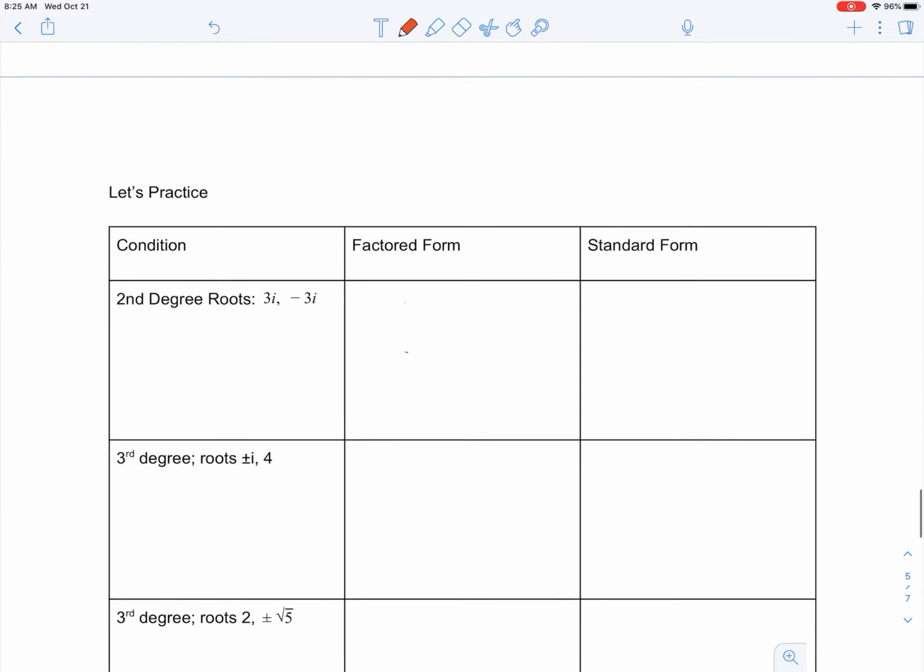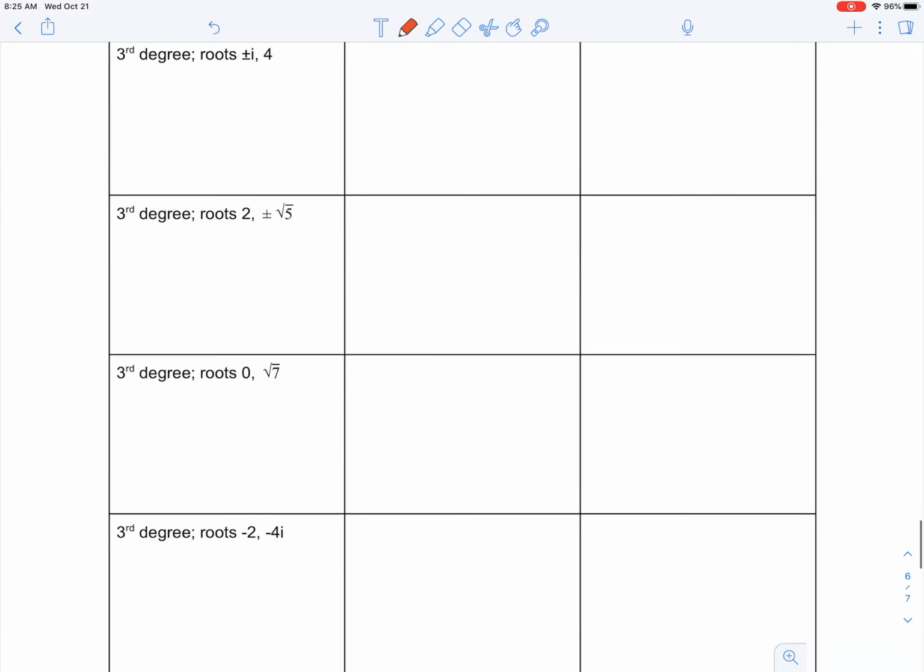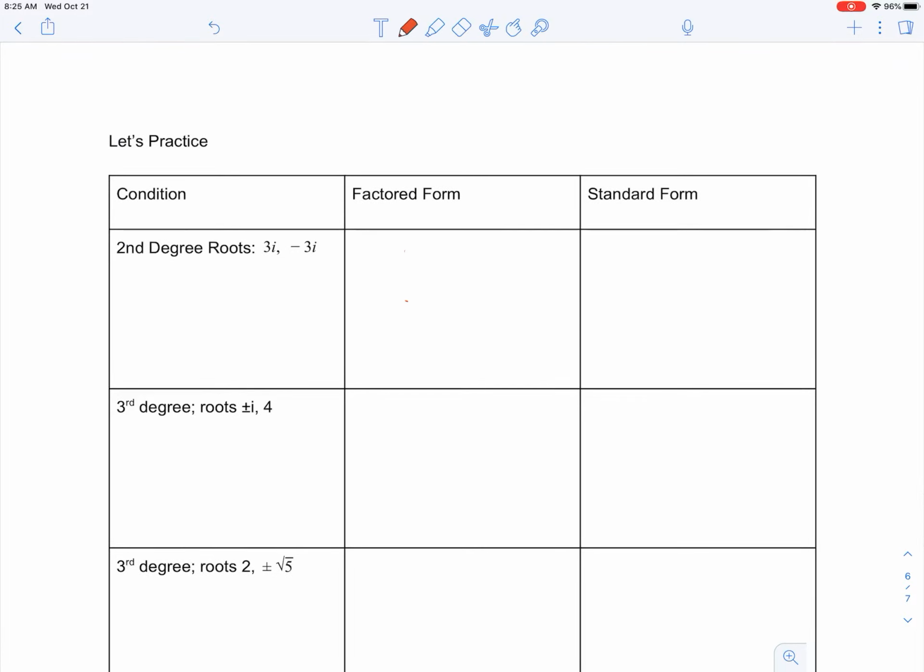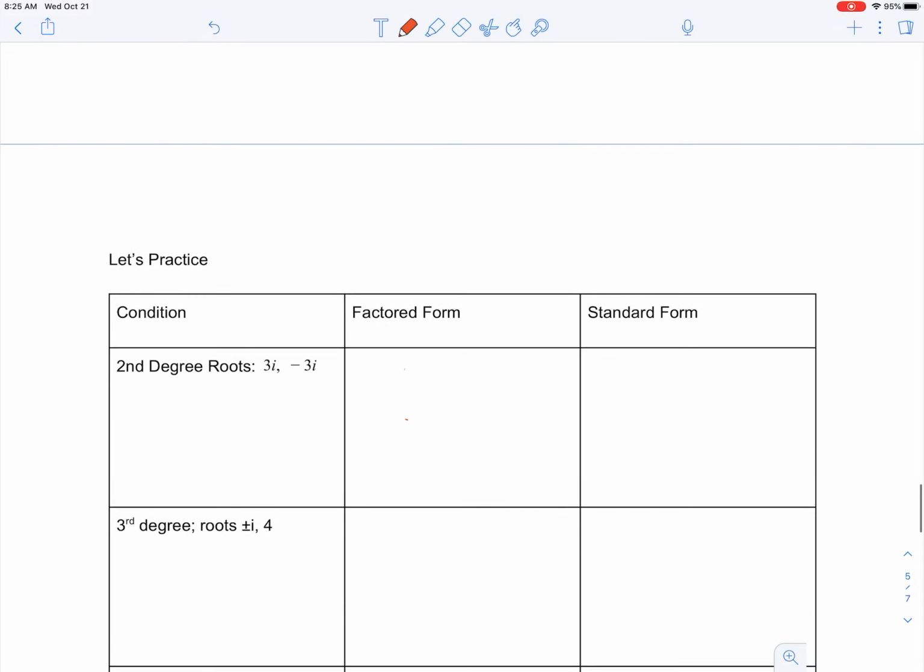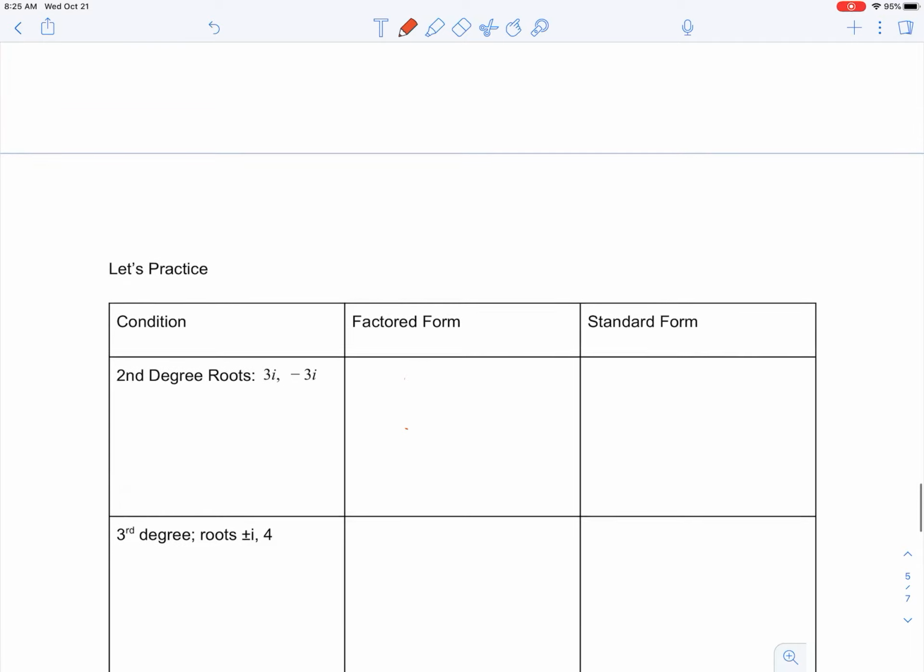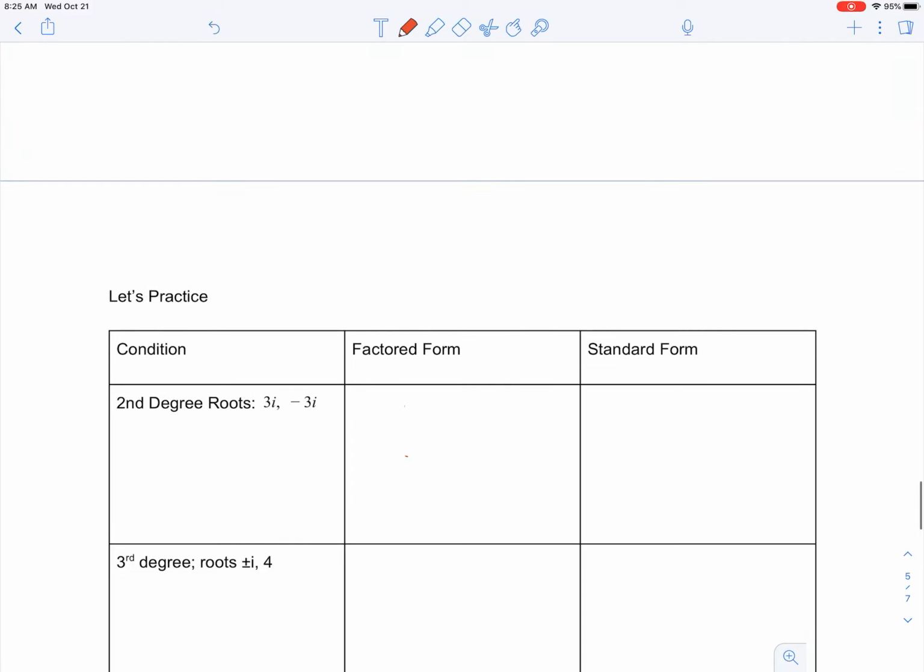Okay? All right. So your homework assignment is to practice this. I'm going to let you do your homework, and the answers are on Google Classroom. So complete the homework, and I will see you tomorrow. Remember that imaginary roots and irrational roots come in pairs. That's the big takeaway from this.